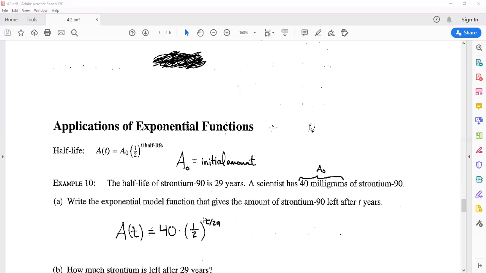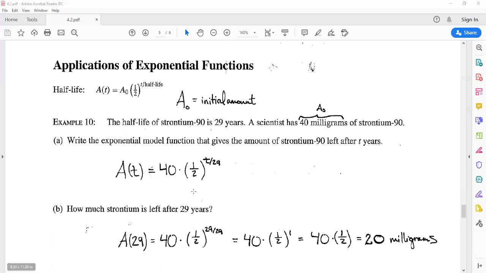Okay? So that when we've gone for 29 years, we've gone what they call one half-life. So we would hope that we would have at that point 20 milligrams left. Let's make sure that the formula makes it work that way. So A of 29 is 40 times 1/2 to the power of 29 over 29. Well, 29 over 29 is 1, and 1/2 to the 1 is 1/2. So 40 times 1/2 is, in fact, 20. So we'll have 20 milligrams there.